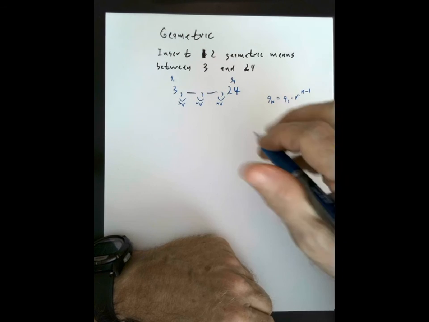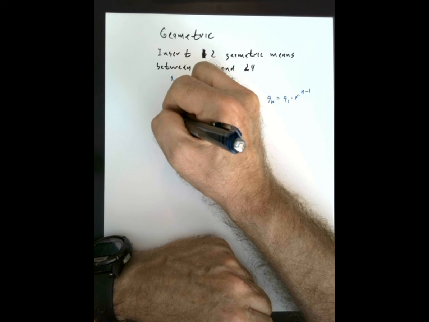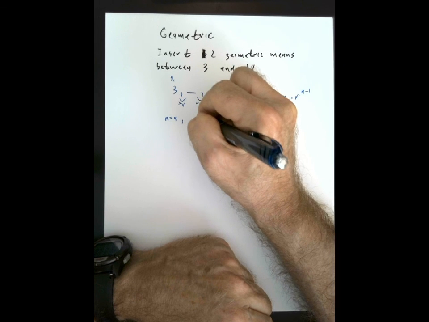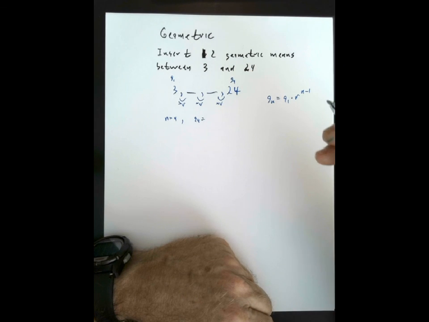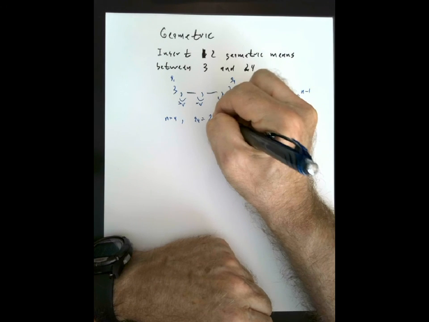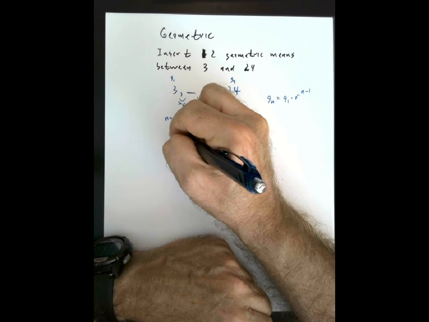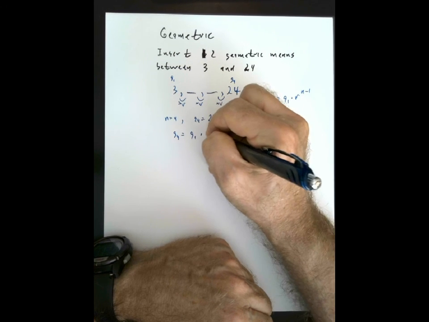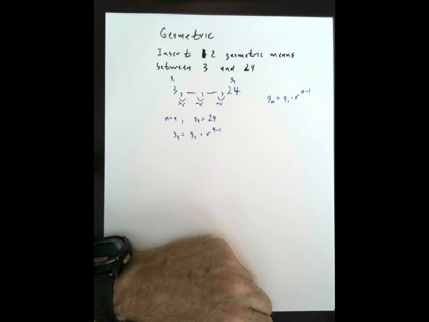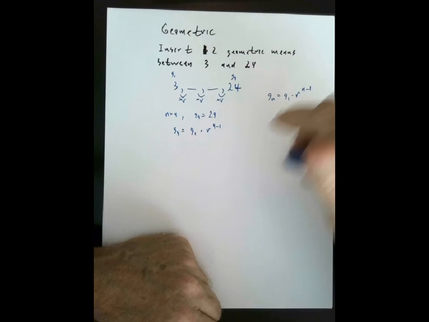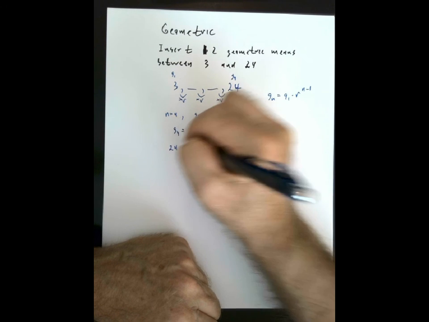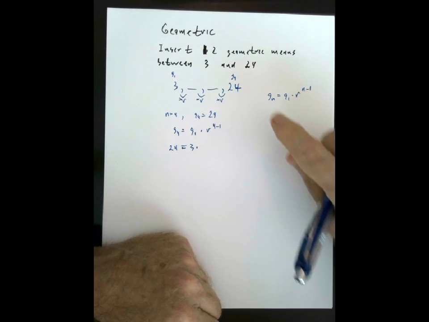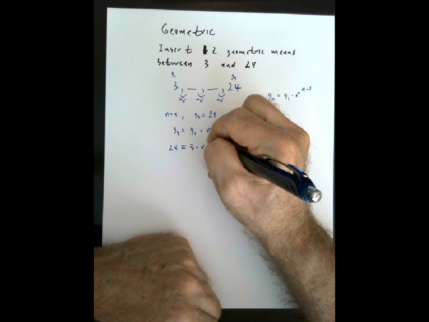Okay, so let's see. So g of 4, in other words, when n is equal to 4, the fourth term, g of 4, is equal to 24. So we substitute: g of 4 would be equal to g of 1 times r to the 4 minus 1. So g of 4, that's 24. G of 1, that's 3, times r to the 4 minus 1.